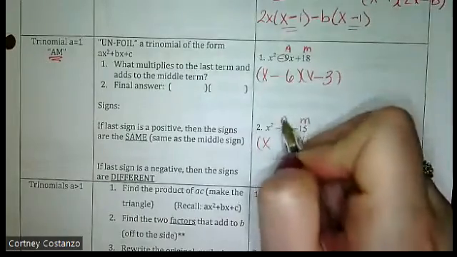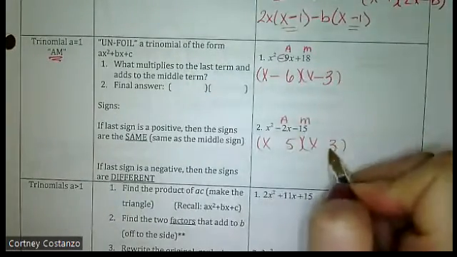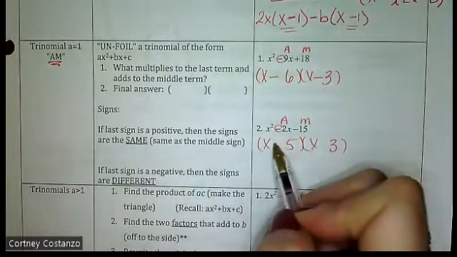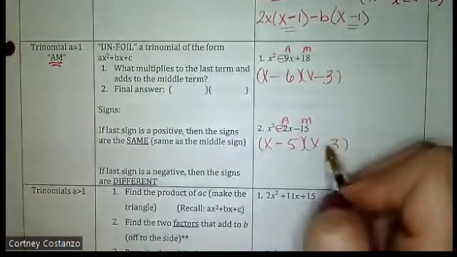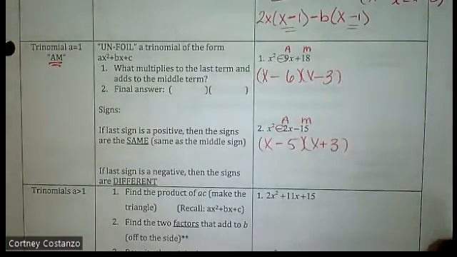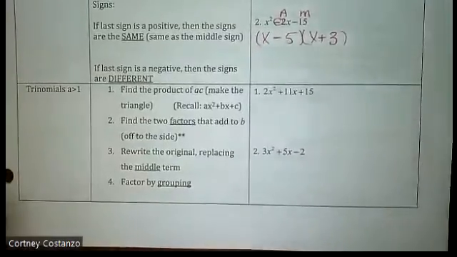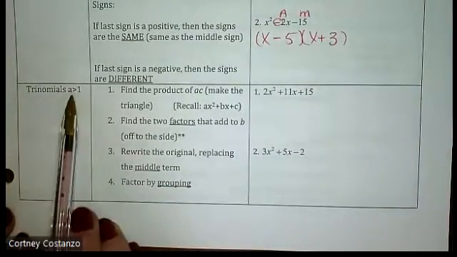Multiplies to 15, adds to 2 is going to be 5 and 3, but this time it needs to add to negative 2. So my rule of thumb is usually the bigger number takes the sign in the middle. So the middle number is negative, so the bigger number is going to be negative, and negative 5 plus 3 makes a negative 2.